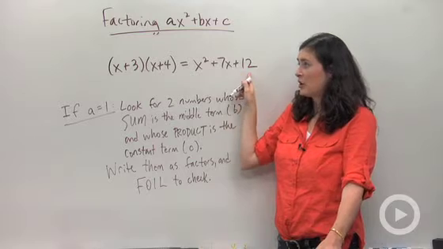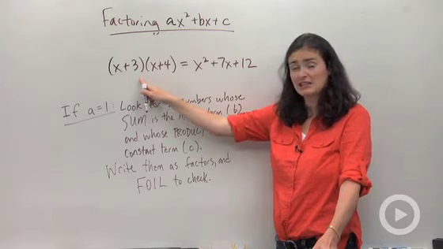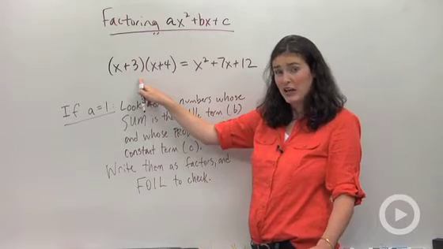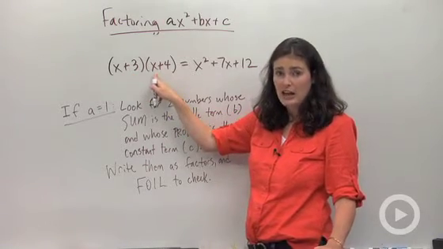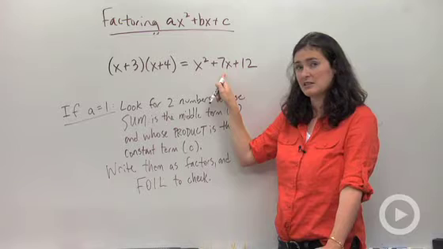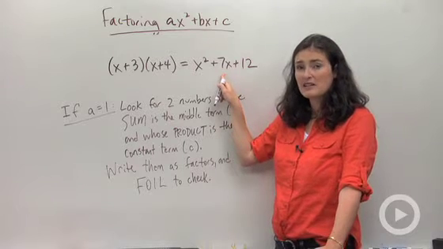You're going to be given a trinomial and asked to write it like this. You already know how to do that the other way around. If you were given this, you could FOIL or use an area model to find out this. Let me show you a couple things to notice.